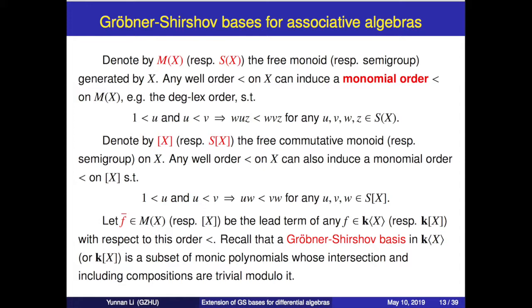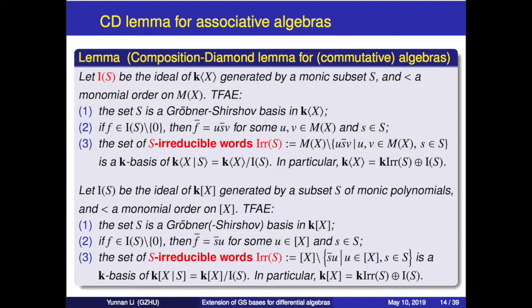Then there is the well-known CD lemma for associative algebras. It gives two equivalent conditions for a monic set to be a global Gröbner-Shirshov basis in the free algebra. In particular, it provides a linear basis, the set of S-irreducible words, for the quotient modulo the ideal generated by this Gröbner-Shirshov basis S.